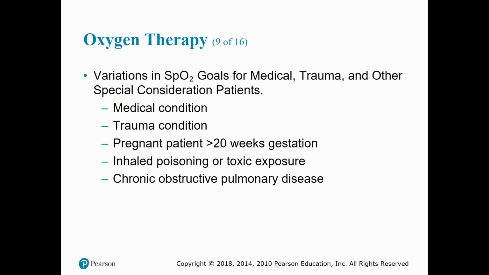Now there are some variations when applying oxygen and our goals for oxygen administration, depending on whether you are dealing with a medical, trauma, or some other consideration patient. Your goal in a patient with a medical condition, such as stroke, seizure, acute coronary syndrome, or asthma, is to achieve and maintain an SpO2 of 94% or greater. In the medical patient, it is recommended that a nasal cannula be applied at 2 liters per minute and the liter flow titrated up to achieve an O2 sat of 94.